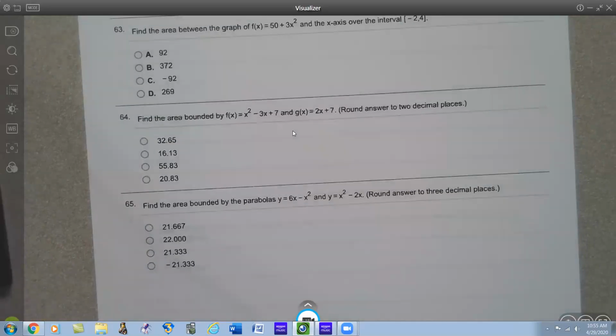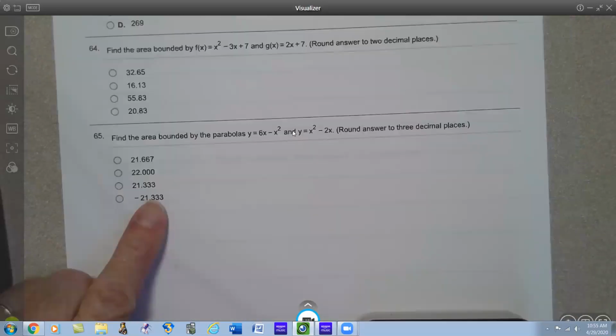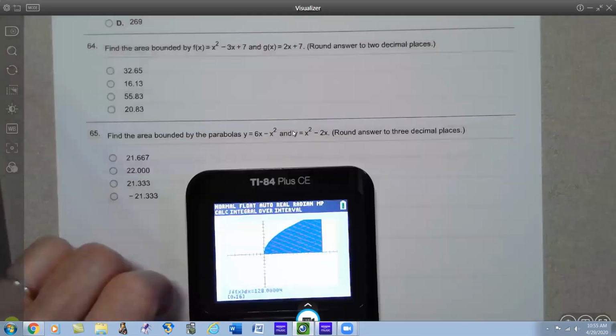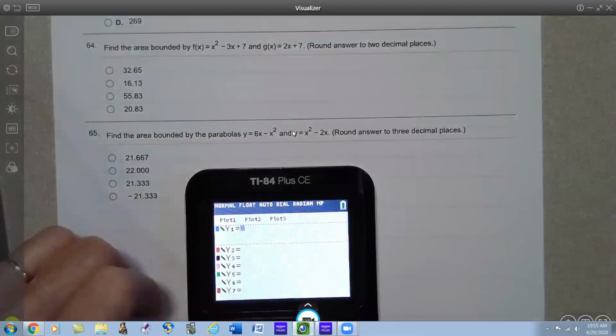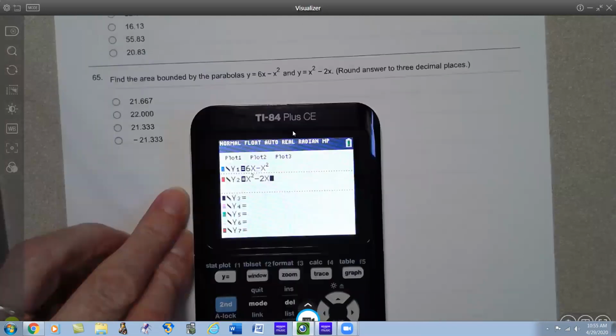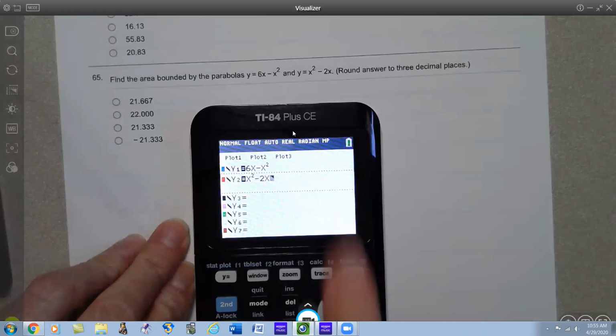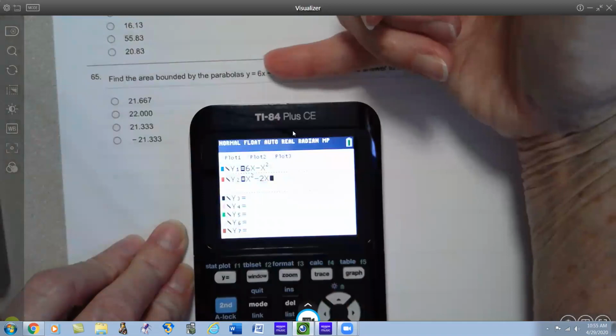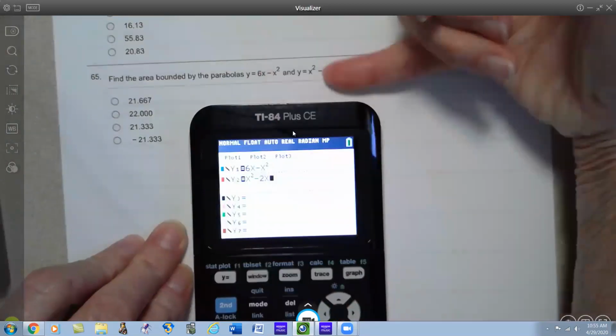Now, guys, automatically this one down here is a no. No negative. So first job is you graph these. So let me do 6x minus x squared, and then x squared minus 2x. Now the first one that's going to graph is this one. It's going to be blue. This one's going to be red. Another thing, this one is concaved down. This one's concaved up. So I'll know which one's which. Let me go back to Zoom 6.